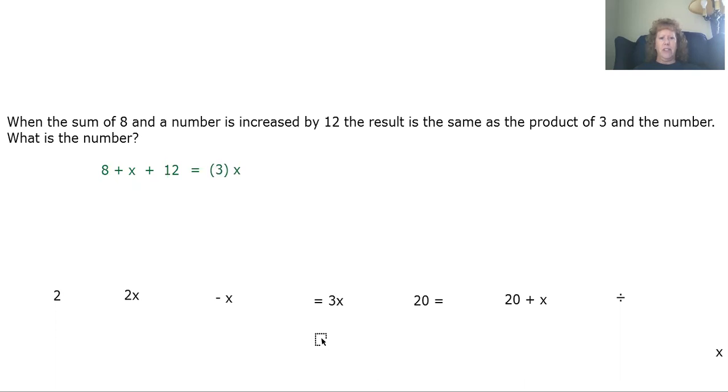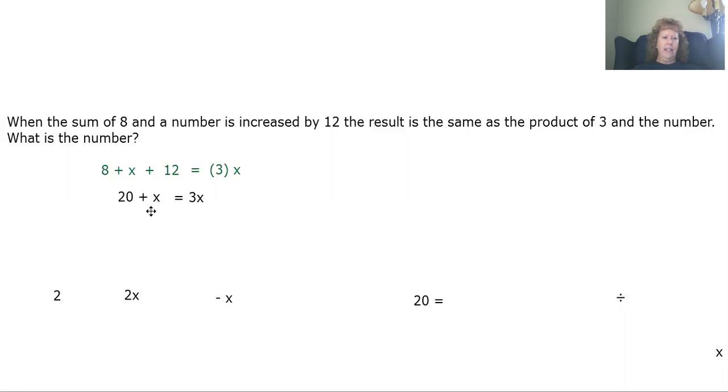See if you can use the things across the bottom of the screen to complete the problem down to an answer. Here, if we had 8, x, and 12, and we added those together, we would have 20 plus x, and that would equal 3x. So there we go.